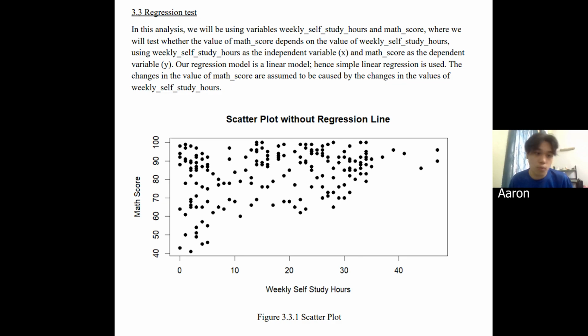Today I will be presenting the regression test analysis from our project on the statistical analysis of student scores. So in this analysis, we will be using variables weekly self-study hours and math score, where we will test whether the value of math score depends on the value of weekly self-study hours, using weekly self-study hours as the independent variable x and math score as the dependent variable y. Our regression model is a linear model, hence simple linear regression is used. The changes in the value of math score are assumed to be caused by the changes in the values of weekly self-study hours. And this is the scatter plot without regression line.